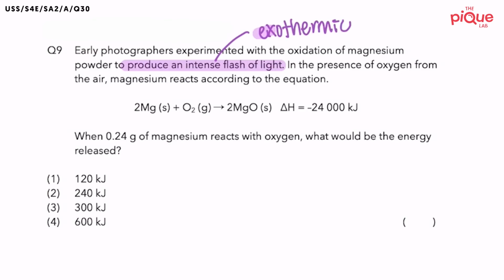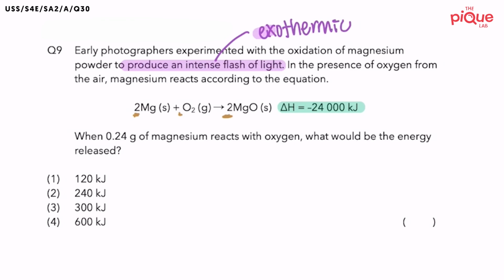In the presence of oxygen from the air, magnesium reacts according to this equation. When 0.24 grams of magnesium reacts with oxygen, what would be the energy released? How do we read this minus 24,000 kilojoules? How we read this is by understanding that 2 moles of magnesium reacts with 1 mole of oxygen to produce 2 moles of magnesium oxide, and in this entire reaction, 24,000 kilojoules is released.